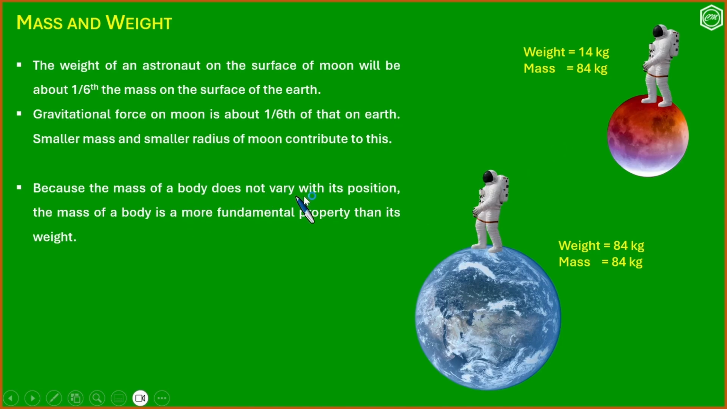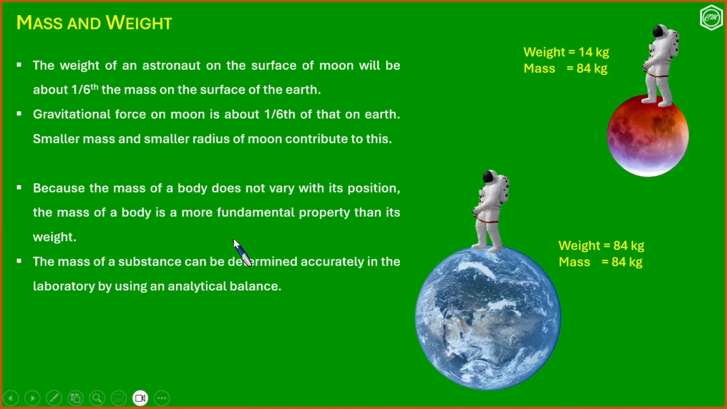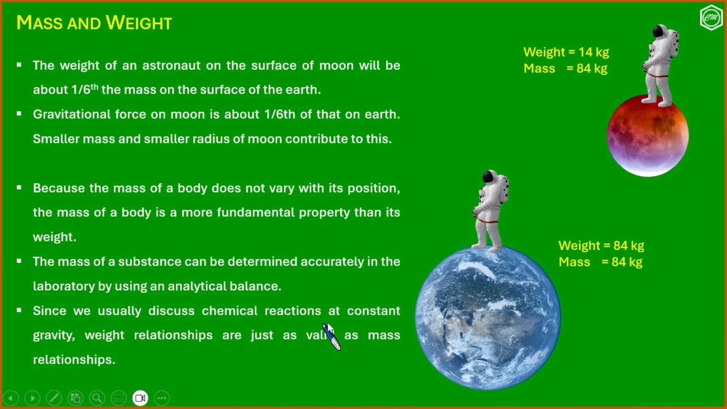Because the mass of a body does not vary with its position, the mass of a body is a more fundamental property than its weight. The mass of a substance can be determined accurately in the laboratory using an analytical balance. Since we usually discuss chemical reactions at a constant gravity, weight relationships are just as valid as mass relationships. Nevertheless, we should keep in mind that the two are not identical.